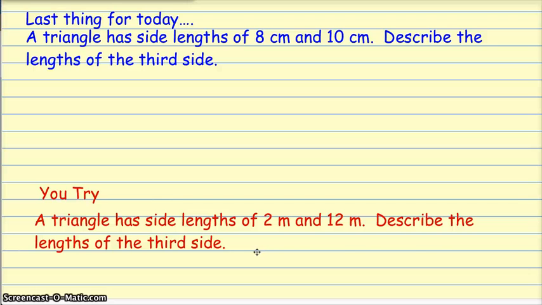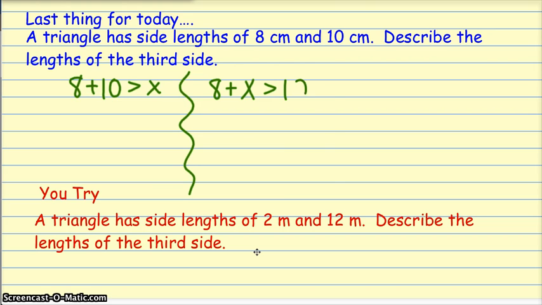Last one. It says a triangle has side lengths of 8 and 10. Describe the lengths of the third side. So we need to add these up. If we take 8 plus 10, it has to be greater than what? Try a different combination. 8 plus what has to be greater than 10? And there's a third combination. 10 plus what needs to be greater than 8? Set it up and solve.